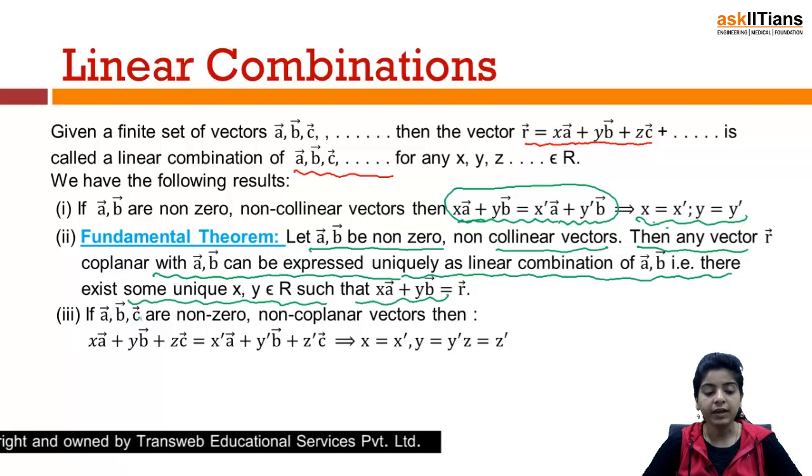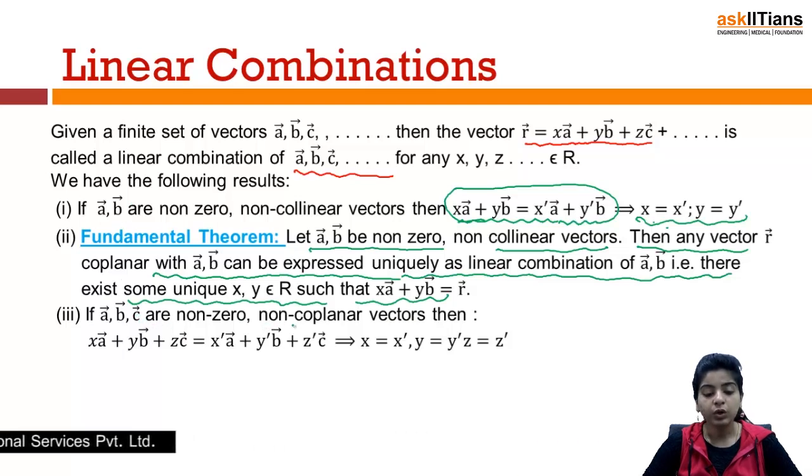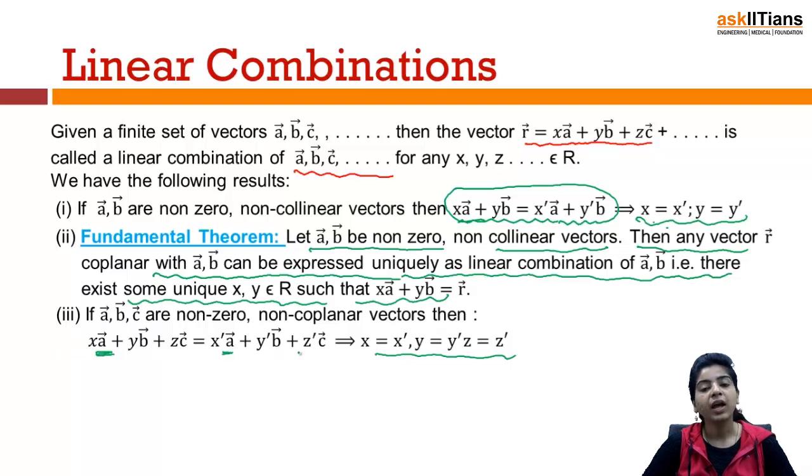Moreover, if A, B, C are non-zero, non-coplanar vectors, then xa plus yb plus zc equal to x dash a plus y dash b plus z dash c would imply x equal to x dash, y equal to y dash and z equal to z dash. That is, the coefficients of the vector A would be the same, those of B would be the same, and similarly those of C would be the same.